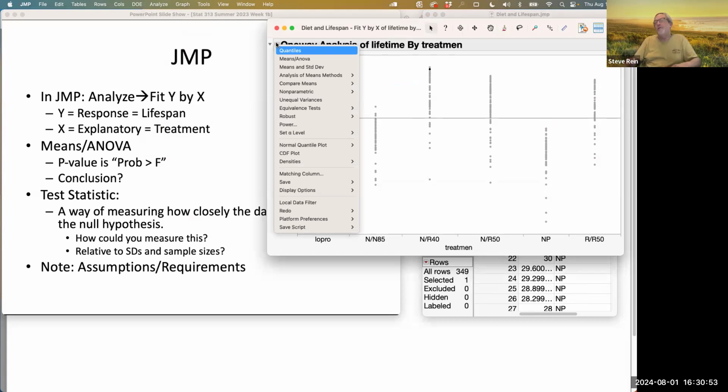So JMP sort of says, okay, hold on. What is the nature of your data? You have an explanatory variable with more than 2 different levels. I can't do a t-test. I'm not even going to offer that to you. Do you want the means and then the ANOVA?